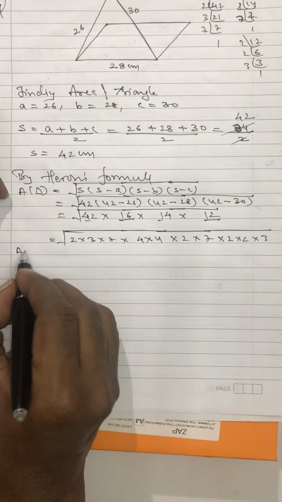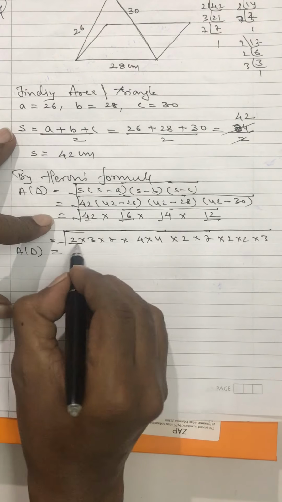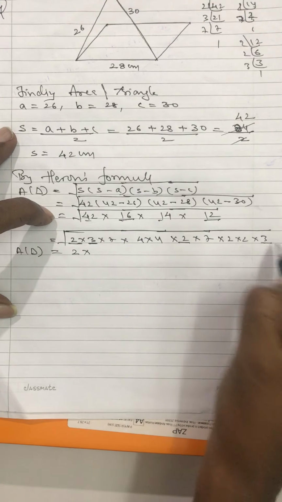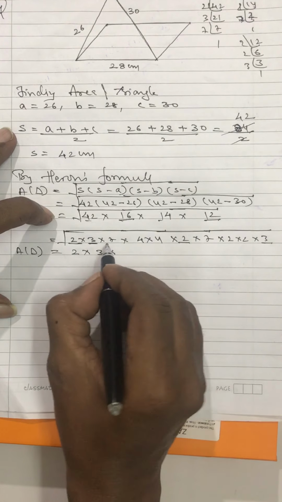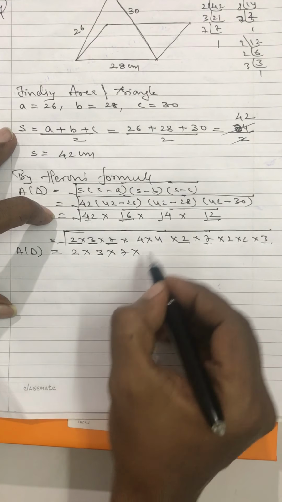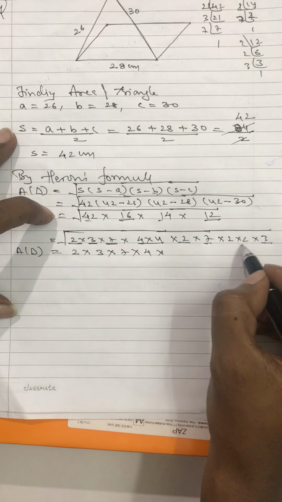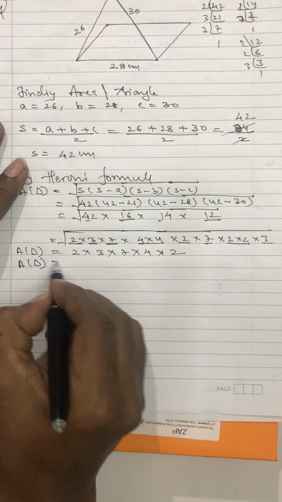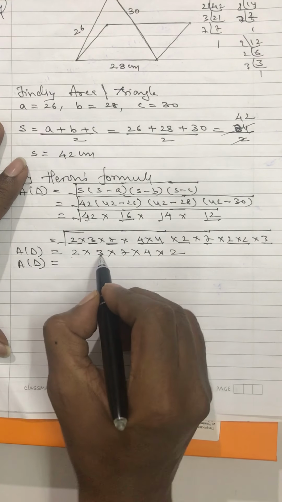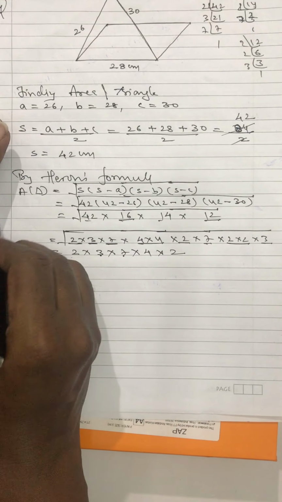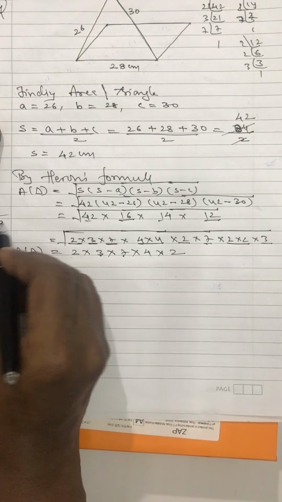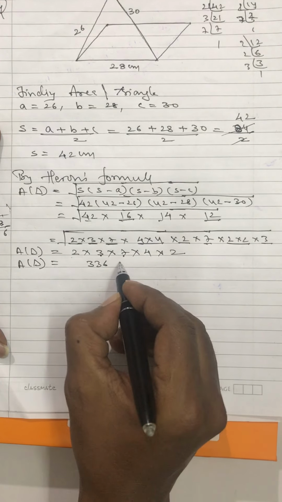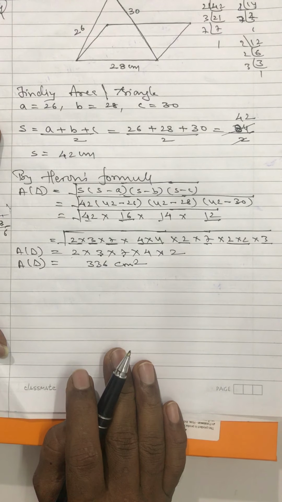So what is the area of the triangle? These 2 2s will become 1 2 and get out. 3 has also got a pair, become 1 3 and get out. 7 also has got a pair, become 1 7 and get out. 4 will become 1 pair and get out. This 2 will become 1 2 and get out. So everybody has gone out of the square root. The area of the triangle is equal to 2 3s are 6, 6 7s are 42, 42 into 8 is 336 centimeter square. This is the area of the triangle.